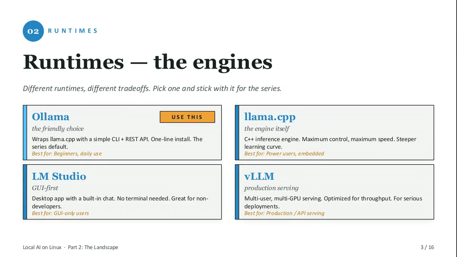Let's zoom into that third layer, the runtime, the engine that actually runs the model. There are 4 serious contenders worth knowing. Llama.cpp is the raw C++ engine underneath much of the ecosystem. vLLM is built for production serving with multi-GPU throughput. LM Studio gives you a polished desktop GUI.